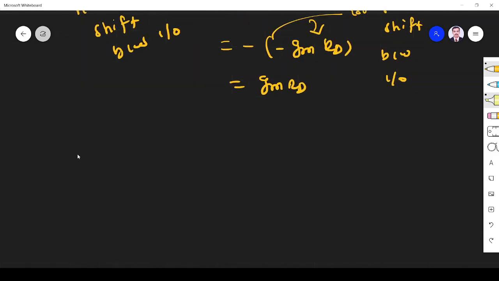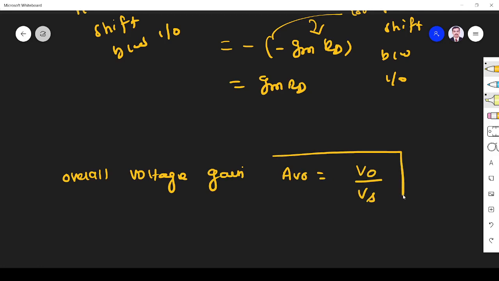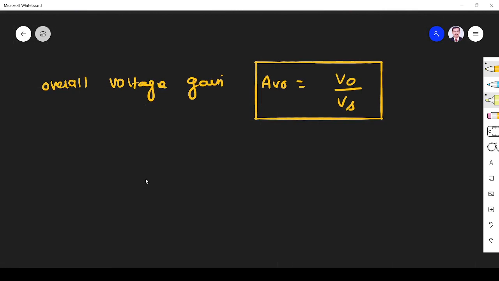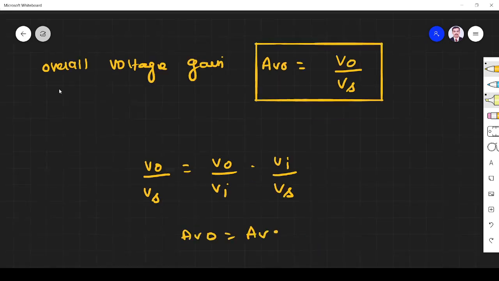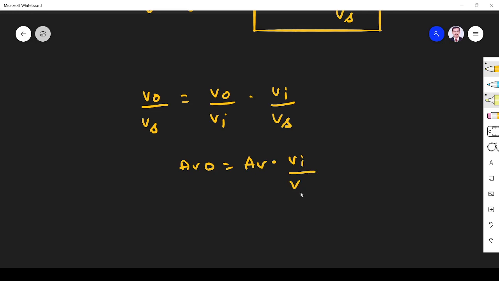Next, we derive overall voltage gain. The overall voltage gain is defined as AVO, that is VO by VS. Whatever we studied above, VO by Vi, is small signal voltage gain. Now we see overall voltage gain. So VO by VS I can write as VO by Vi into Vi by VS. So VO by Vi already I found, that is AV. So AVO is equal to AV into Vi by Vs.